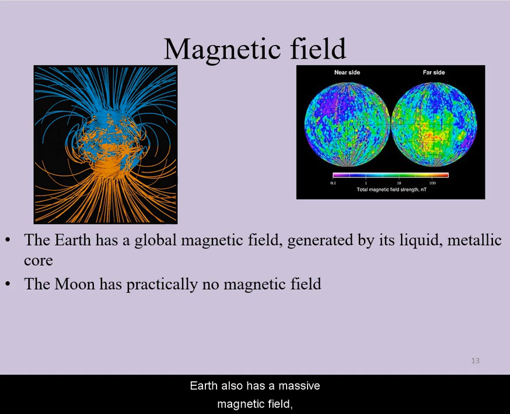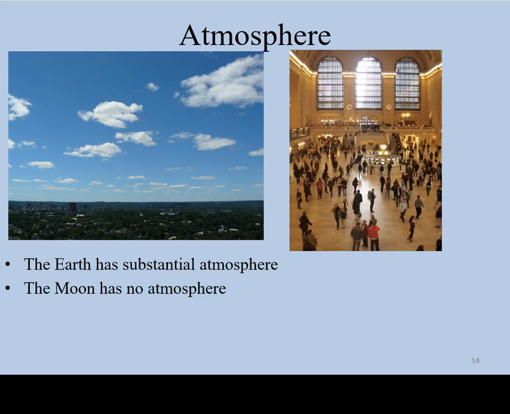Earth also has a massive magnetic field generated in its liquid metallic outer core. The Moon has no such conditions to generate a magnetic field, hence it has no magnetic field. Earth has a dense atmosphere suitable for sustaining life, for even flying airplanes through, whereas the Moon has no atmosphere.